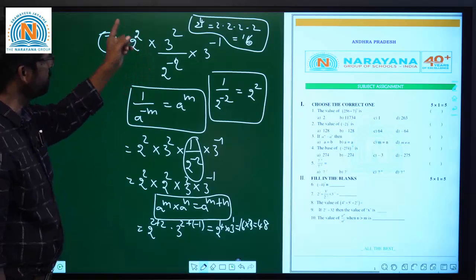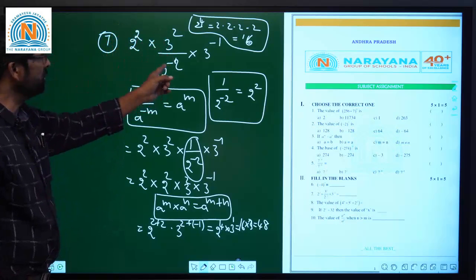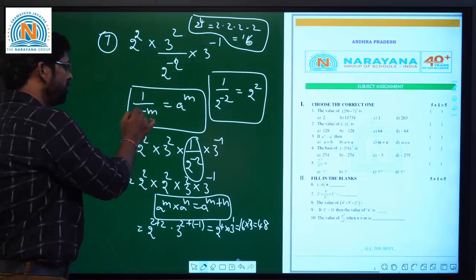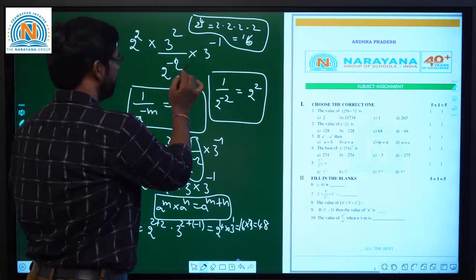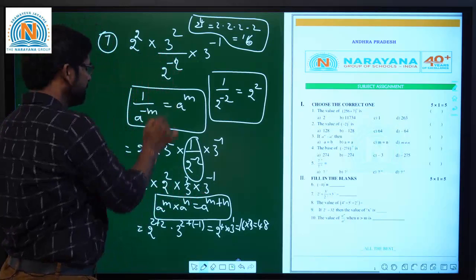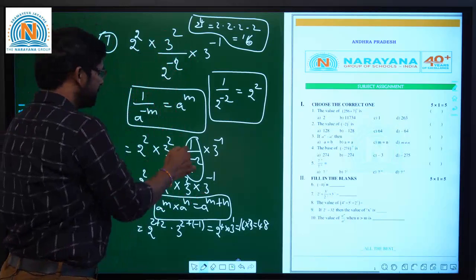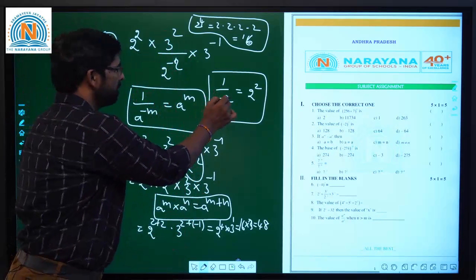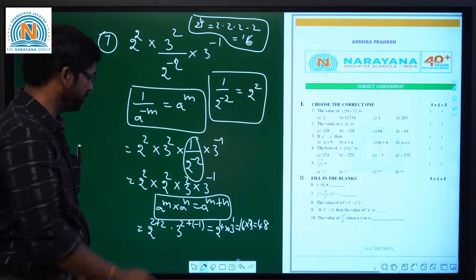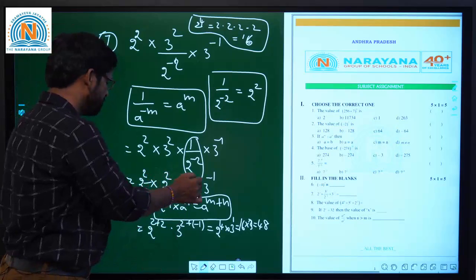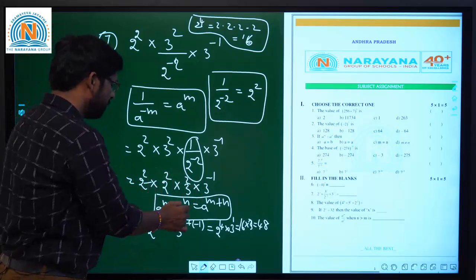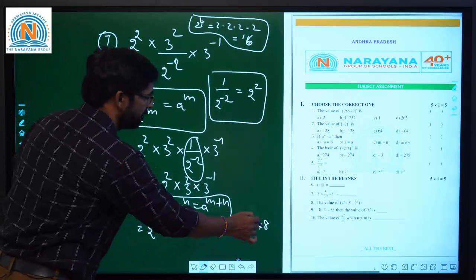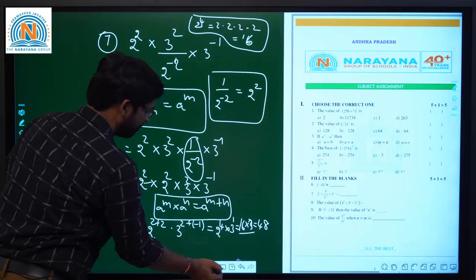Once again, 2 square into 3 square by 2 to the power of minus 2 into 3 power minus 1. So you know that 1 by a to the power of minus m equal to a to the power of m. So 2 square, 3 square, so it can be written as 1 by 2 to the power of minus 2, which can be written as 2 square. So now simplify these terms. So 2 to the power of 4 into 3, 2 to the power of 4 value 16 into 3, you get 48. Is clear?